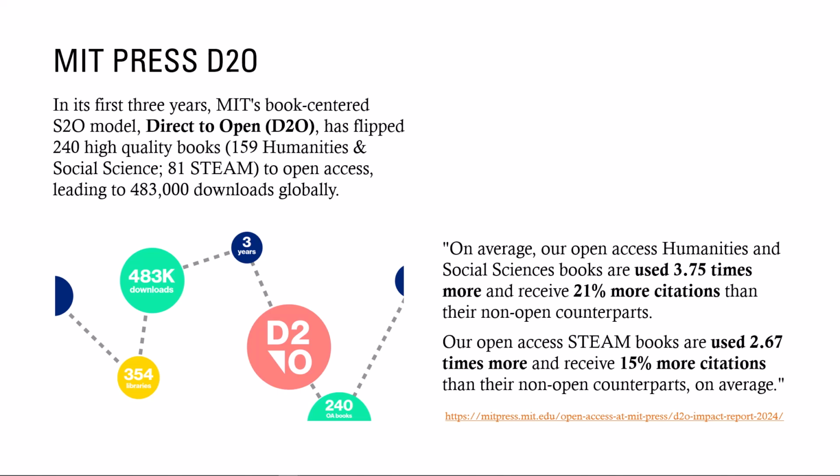According to MIT's Impact Report in 2024, their humanities and social sciences books are used 3.7 times more and receive 21% more citations than their non-open counterparts, while their STEAM books are used 2.67 times more and receive 15% more citations than their non-open counterparts on average.